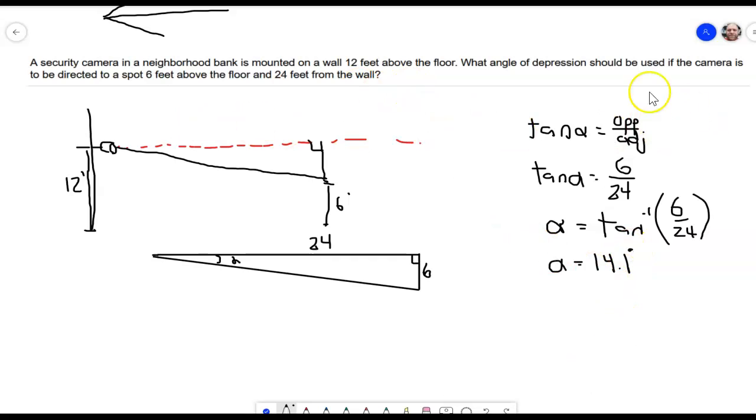So the angle of depression for this camera, that's the angle that it swings down from that horizontal position, would be 14 degrees from the horizontal. All right, I hope it's made some sense.